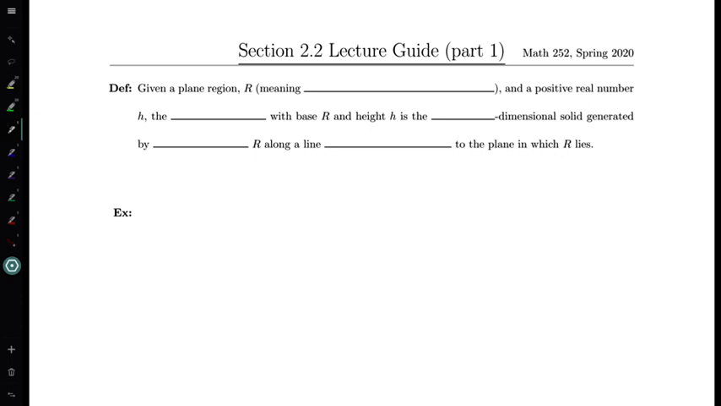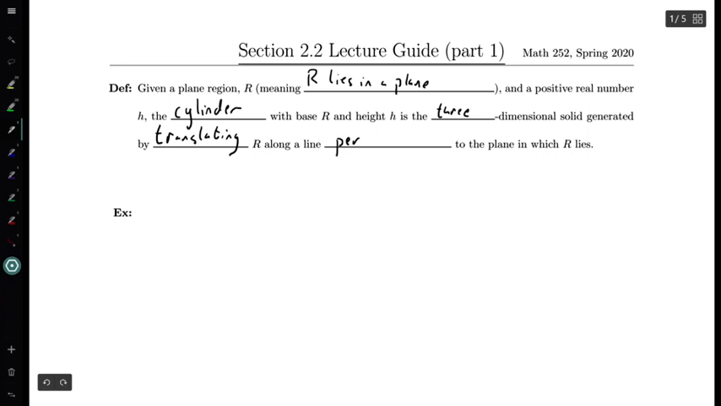So we're going to start with a definition. Given a plane region R, meaning that R lies in a plane, and that is exactly to say that R is a two-dimensional shape, and given some positive real number h, the cylinder with base R and height h is the three-dimensional solid generated by translating R along a line perpendicular to the plane in which R lies.